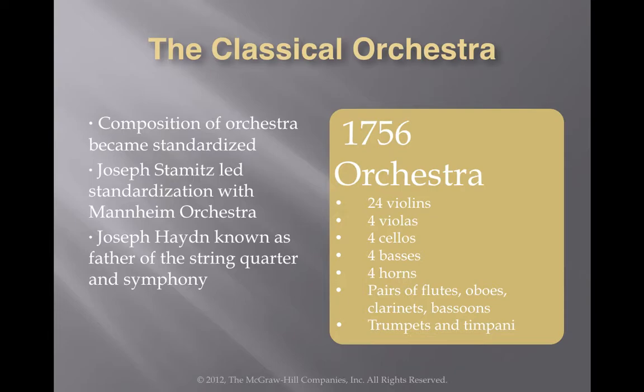Moving on from form, we will talk about the classical orchestra. Now, in the classical period, the orchestra became a standard ensemble of music, a standard body of instruments that consisted of 24 violins, 4 violas, 4 cellos, 4 basses, 4 horns, flutes, oboes, clarinets, bassoons, trumpets, and timpani. This was the standard makeup of an orchestra in the classical period.